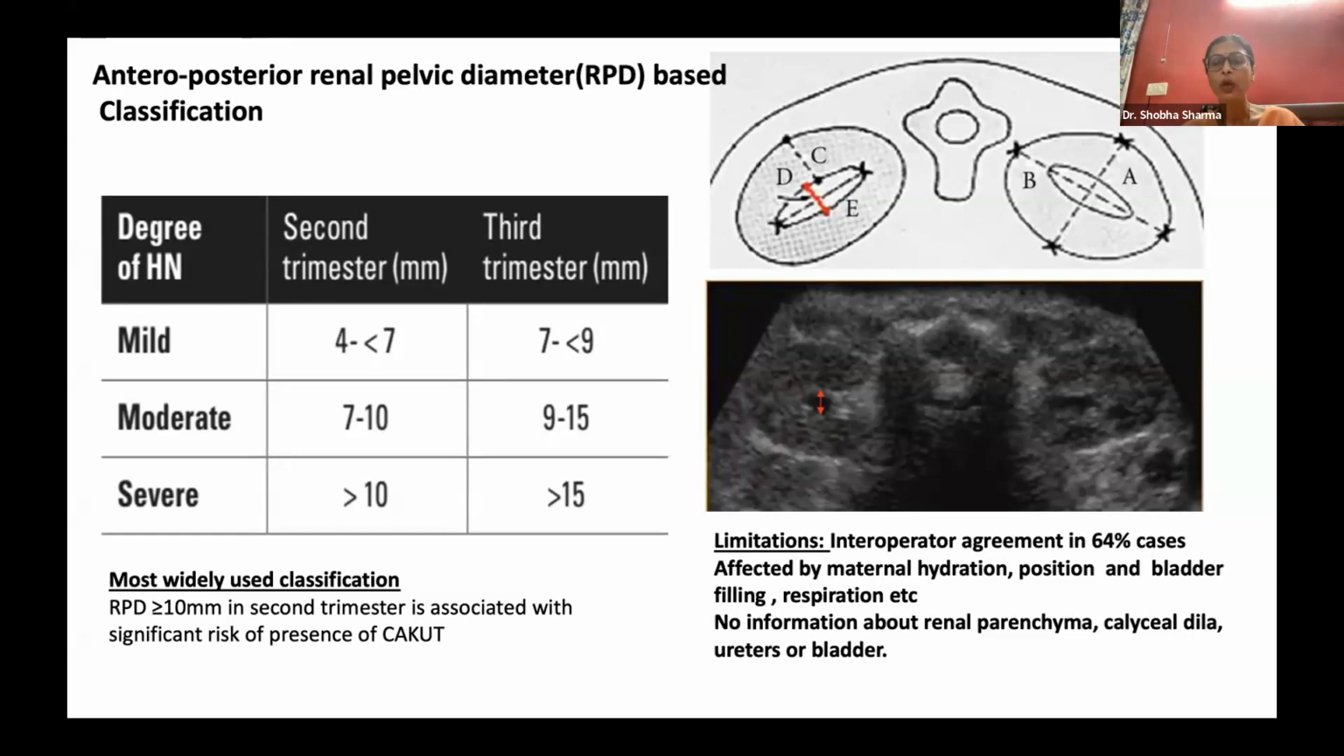So it may not be 100% accurate, and the analysis may vary from person to person. Then of course, as we are only concentrating on the pelvic diameter, there is no information about the renal parenchyma, ureters, bladder size, posterior urethra, and so on, which we know are important in predicting the postnatal pathology.